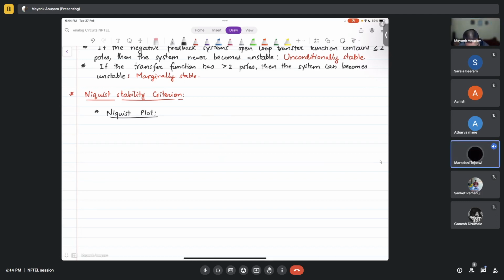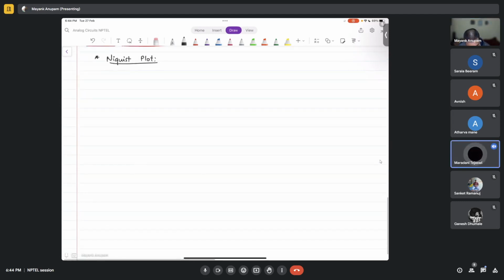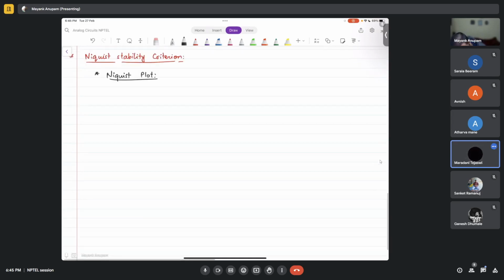At omega 180 degrees, if the point minus 1 comma 0 lies in the left side of the plane, this signifies that the gain is greater than 1, which is unstable.